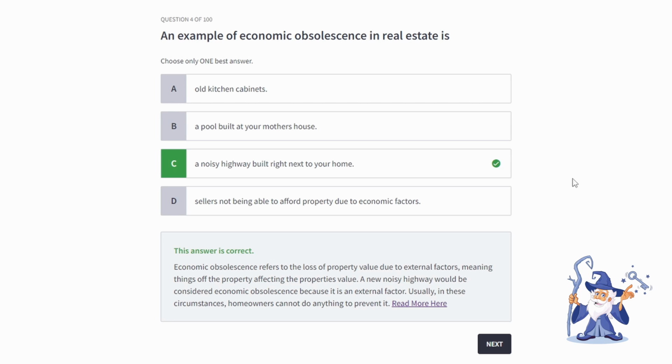Usually, in these circumstances, homeowners cannot do anything to prevent it. That's normally how you know it's economic obsolescence. Because think about it. Unless you go out and write a big petition to get the highway removed, chances are you really can't do anything as the homeowner to solve economic obsolescence.